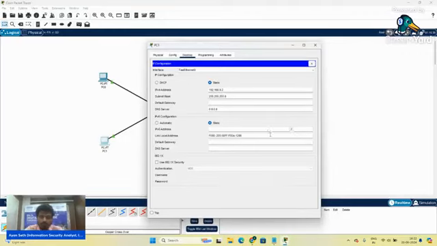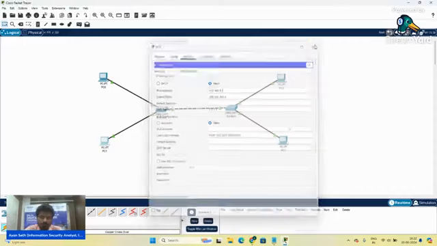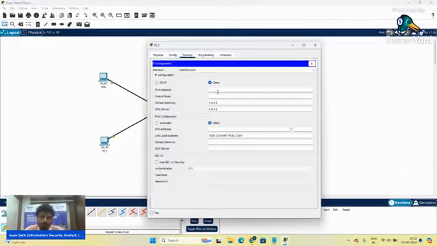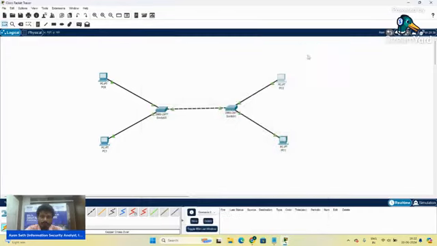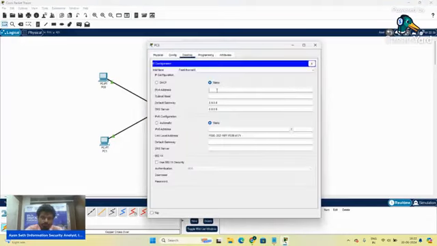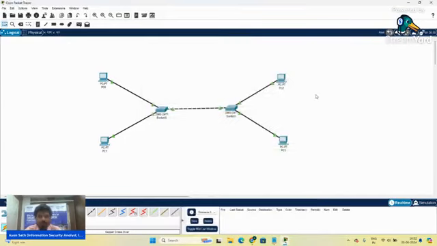Okay, so we do not need to provide a default gateway. Okay, all right. And let's also give 192.168.0.4 for PC4, and this one 255.255.255. Okay, so now what will happen?